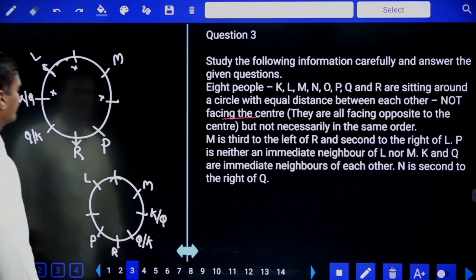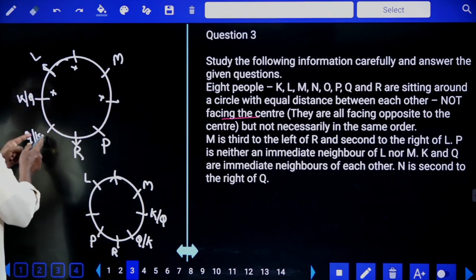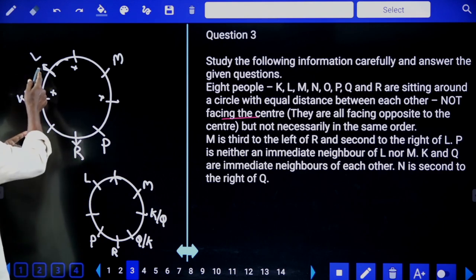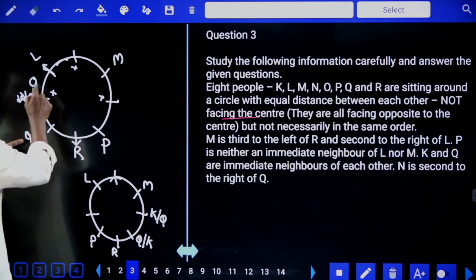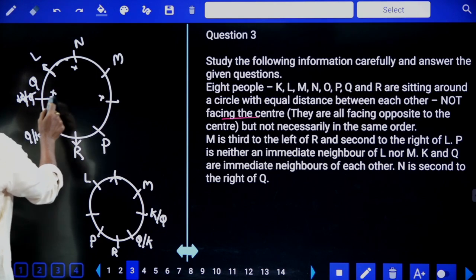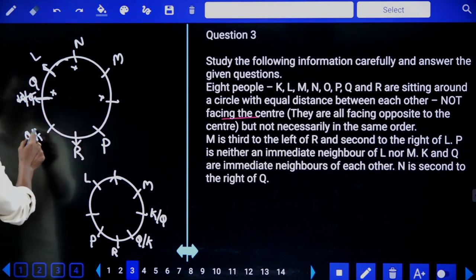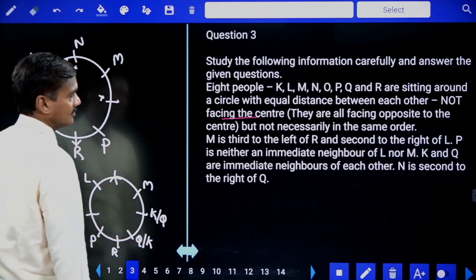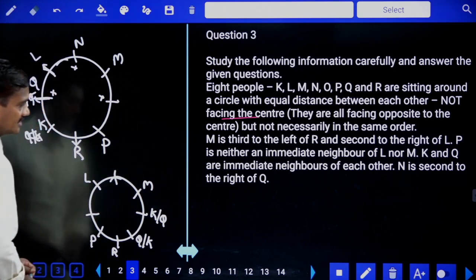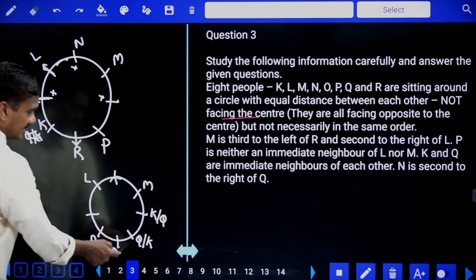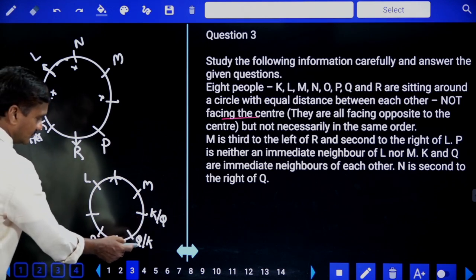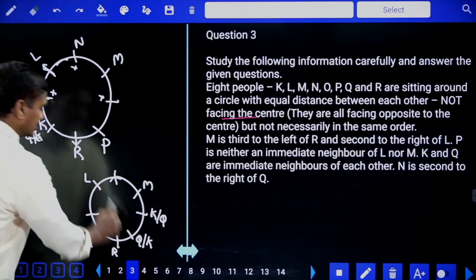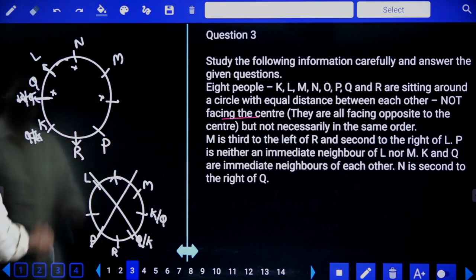N is second to the right of Q. N is seated second to the right. If Q is here, N is second to the right of Q, not possible. Hence Q is at this place, N is here. Now, because all the persons are away from the center, K will be at this place. N is seated second to the right of Q. So if Q is here, N should be here, not possible. Hence both the cases are not possible. This is the final arrangement.